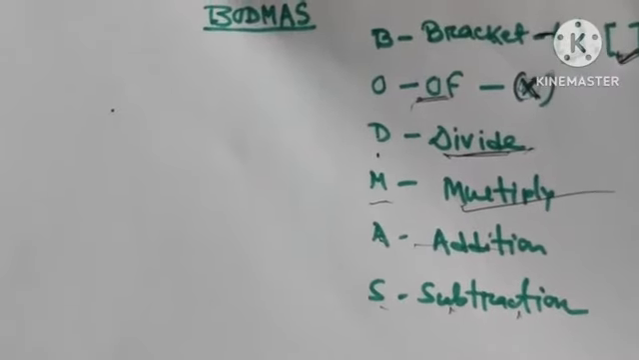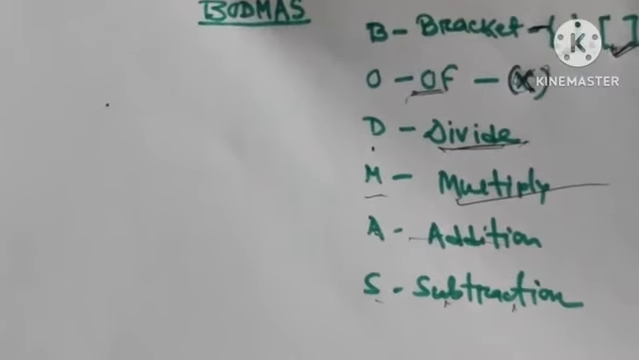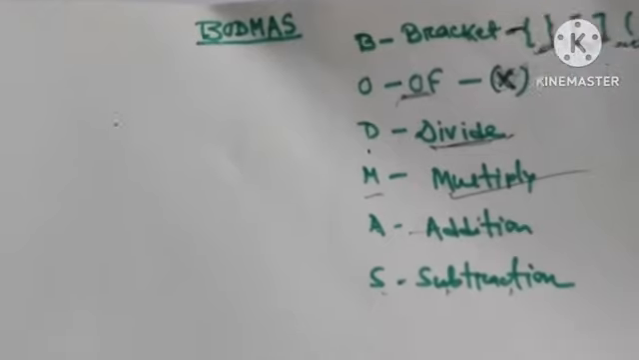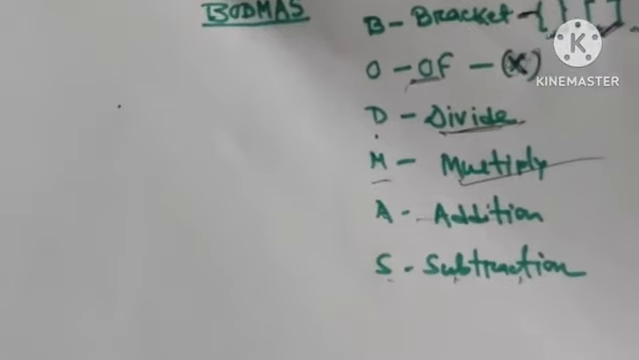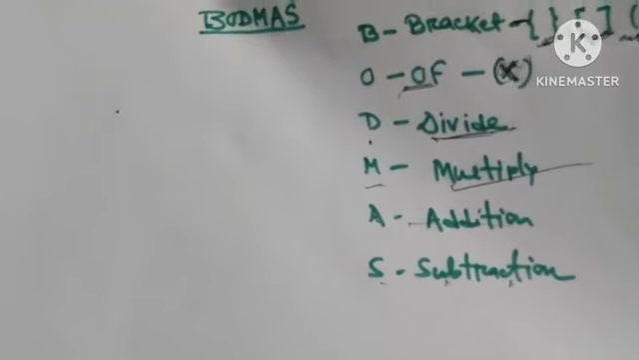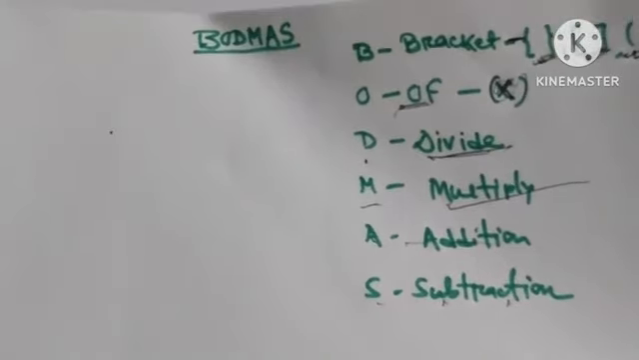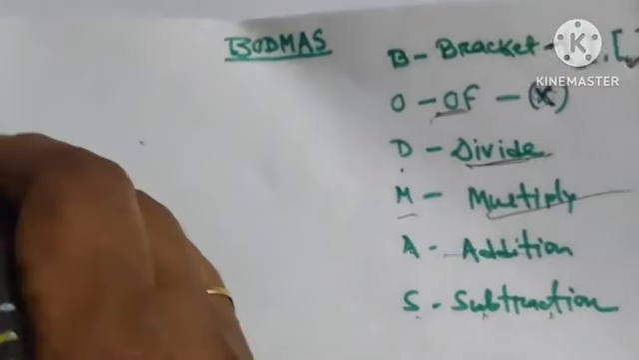To understand these types of simplification, I will give some examples by which you can easily understand the BODMAS rule. Okay, now let's start. The first example is given.